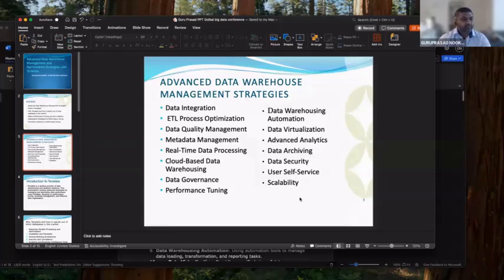And advanced analytics is integrating machine learning and artificial intelligence for predictive analytics and actionable insights. And data archiving is implementing a strategy for archiving historical data while keeping it accessible for long-term use. So we can archive the historical data by following different types of archiving strategies, so that historical data can be maintained, and at the same time it is still accessible to the business users or the end users as well.